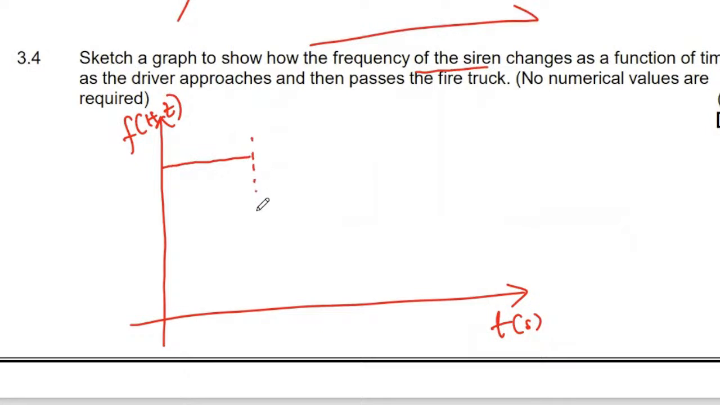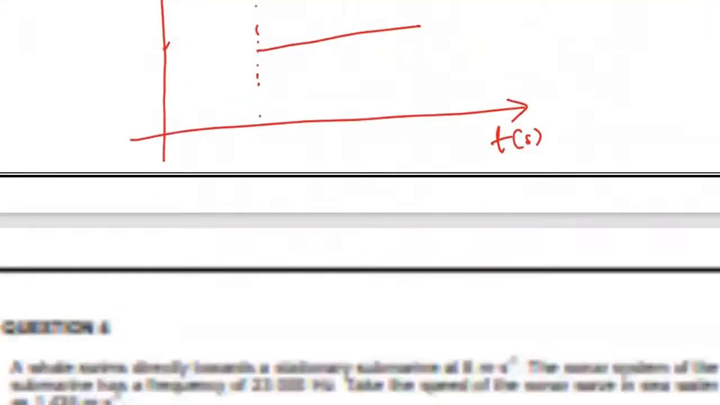And then at that certain instant, as soon as he leaves, the frequency is going to go down. So this is all we need. Frequency was high, then the frequency is down. We're good to go. Question number 4.